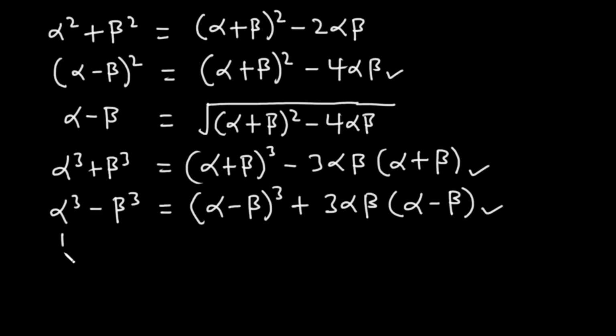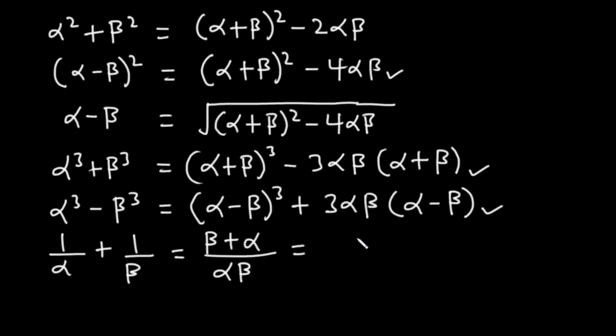Now if you have 1 over alpha plus 1 over beta, then you want to find the LCM of alpha and beta. So the LCM is alpha beta. You want to multiply alpha and then beta. Now alpha beta divided by alpha is beta, and then beta times 1 is beta. And then you do the same for beta, and then you have alpha, and that's the same as alpha plus beta divided by alpha beta.